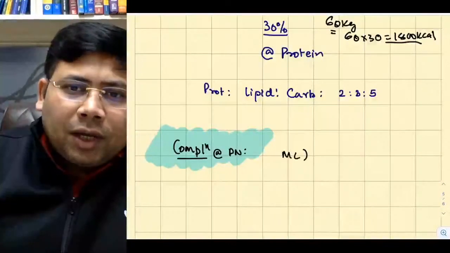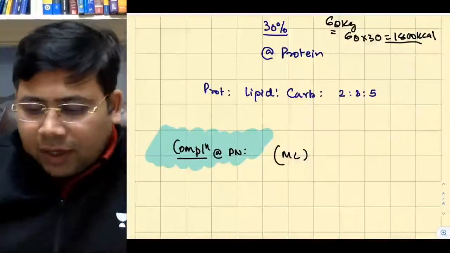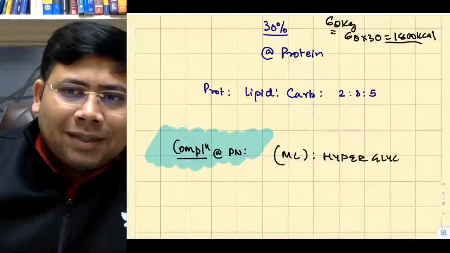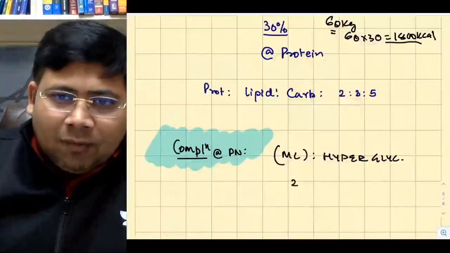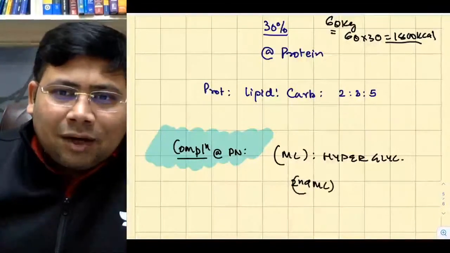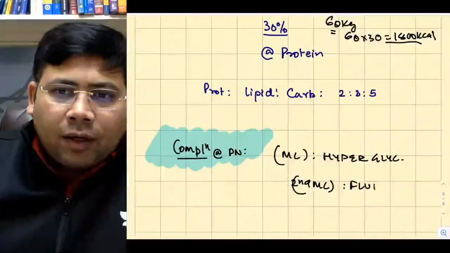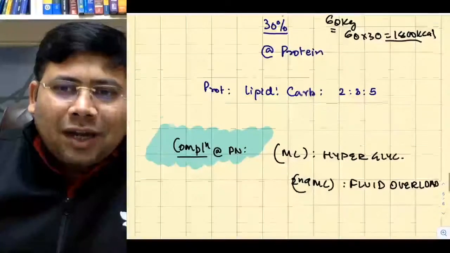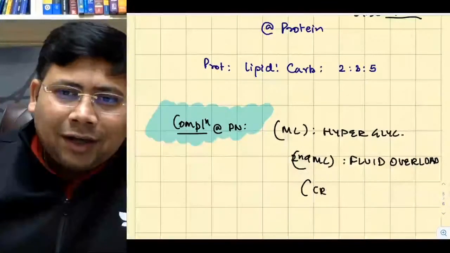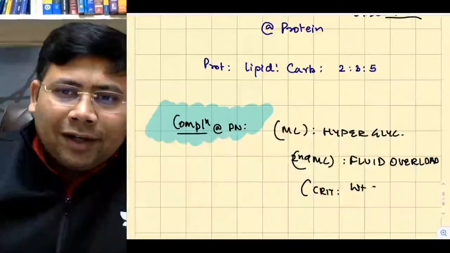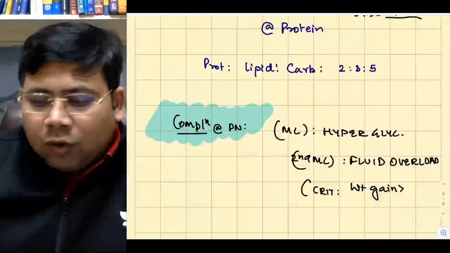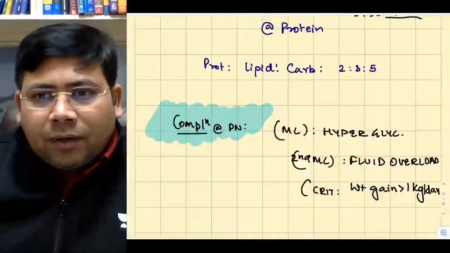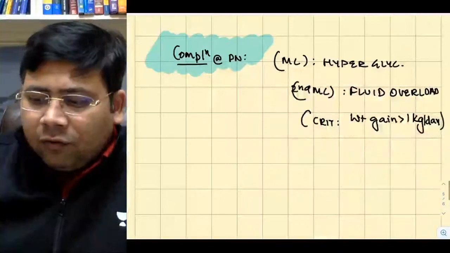The most common complication. Can you tell me the most common complication? It is hyperglycemia. The second most common complication, the answer is fluid overload. Very important questions. What is the criteria for fluid overload? Weight gain more than 1 kg per day. This is the criteria for fluid overload.